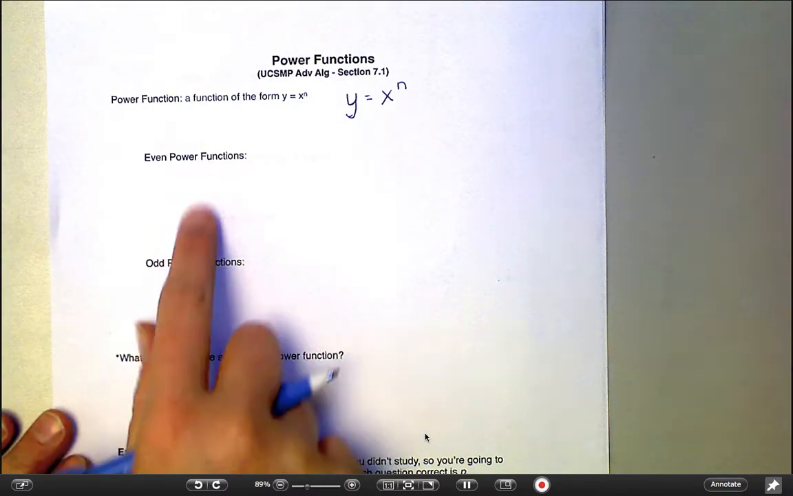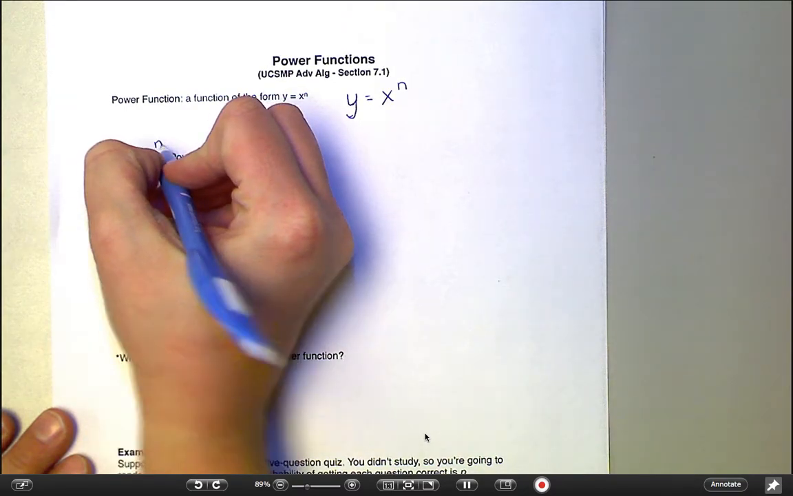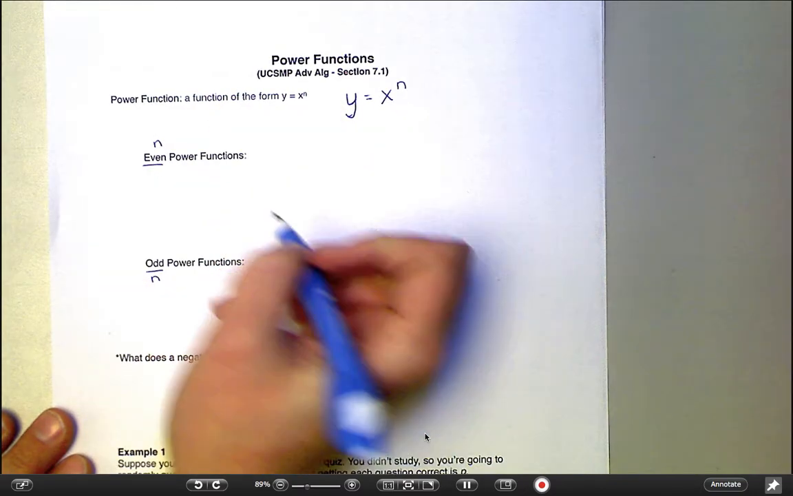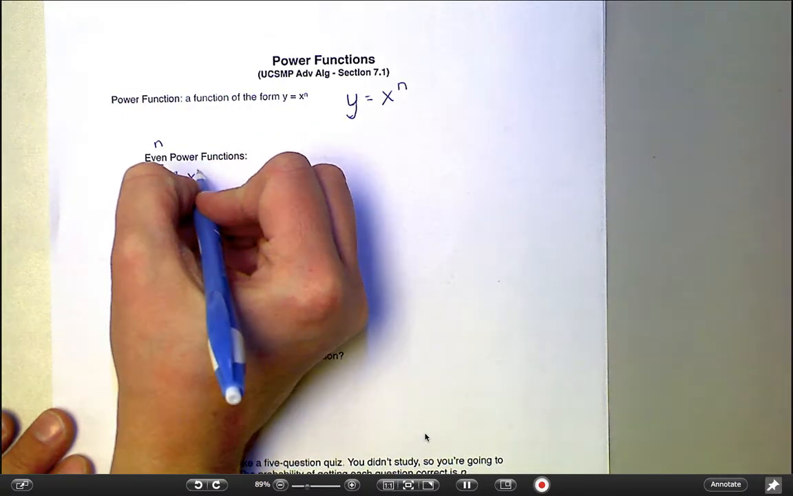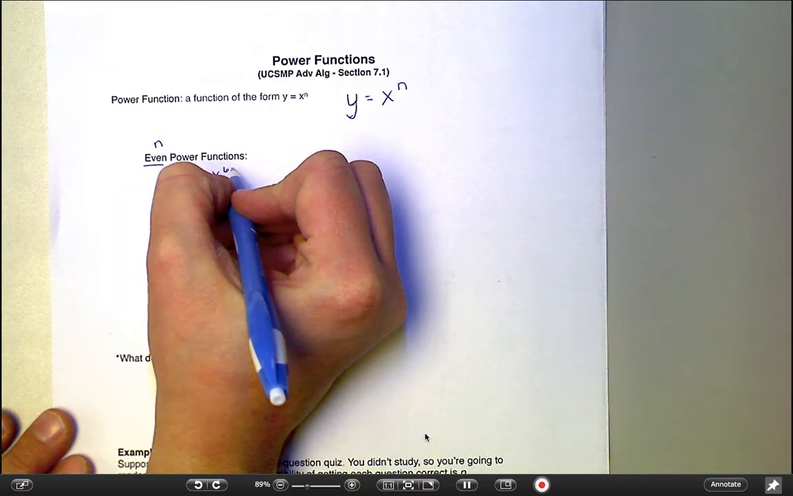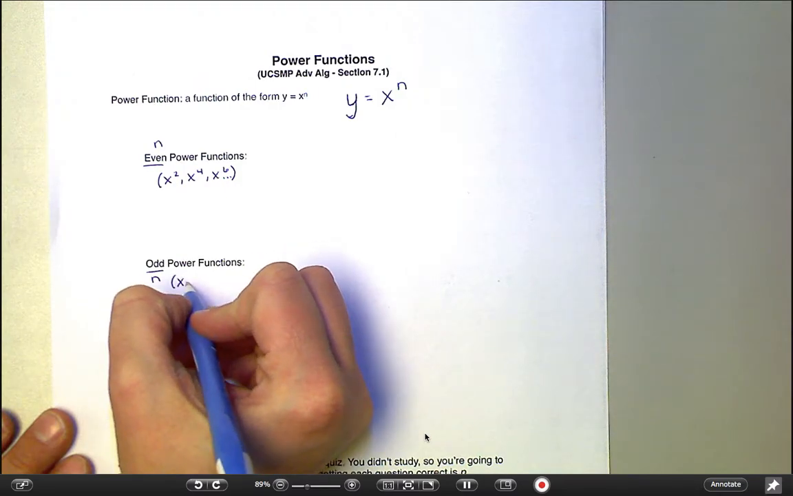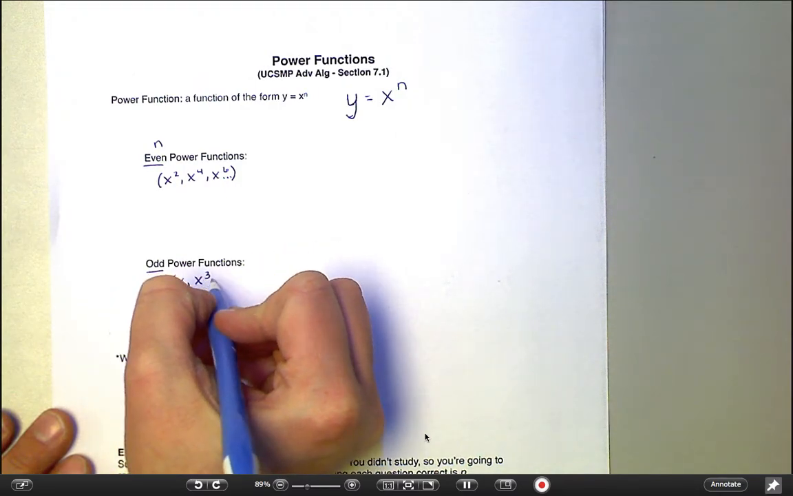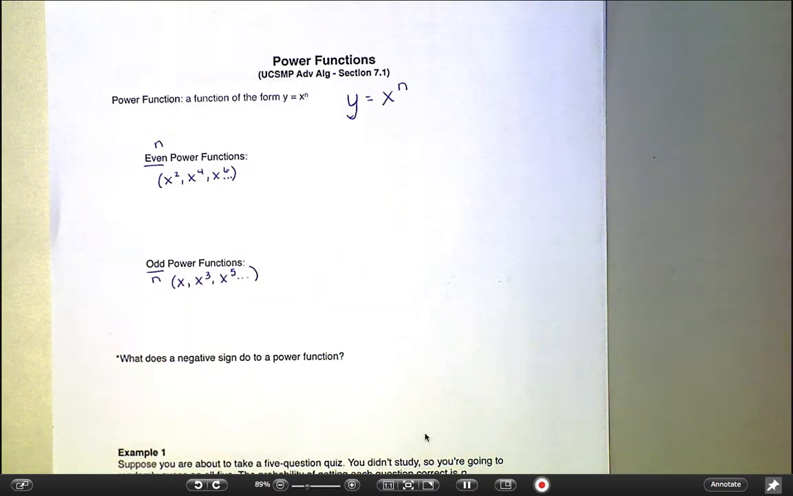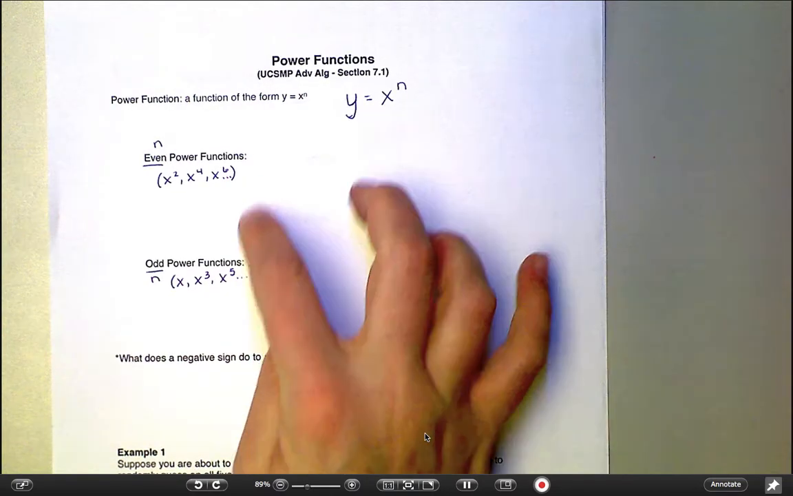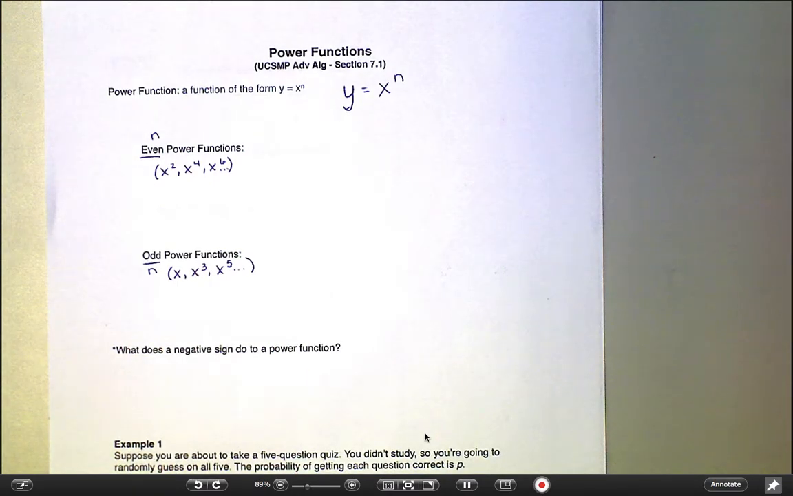So we have even power functions and odd power functions. And when I'm referring to even and odd, I'm referring to the value of n. Okay, so even power functions would be like x squared, x to the fourth, x to the sixth, etc. Odd power functions would obviously be like x cubed, x to the fifth, and so on. Okay, so what I want us thinking about is what the graphs of these things look like versus the graphs of these things.